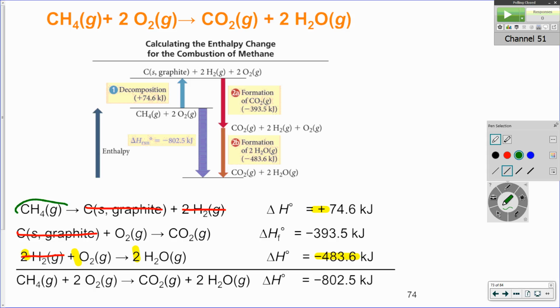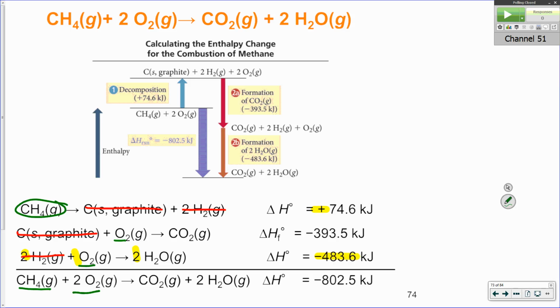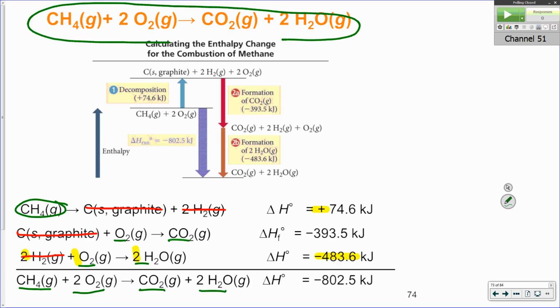So the things that I'm left with are the methane. So I'm going to drop it down. I've got 1 O2 from equation number 2, 1 O2 from equation number 3, so that gives me my 2 O2s. I've got a CO2 and 2 waters. That's exactly what I want. So now all I have to do is add these 3 things together. So I sum all those together, and the change in enthalpy for that reaction is negative 802.5 kilojoules.